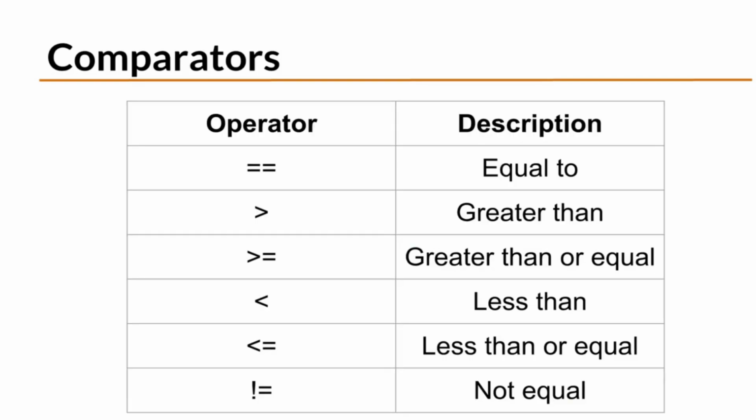The following 6 operators compare one numeric value with another and result in a Boolean. The double equal signs is the equal to comparator. The greater than sign tests for greater than. The greater than symbol followed by equals means greater than or equal to. The less than sign, of course, means less than, and the less than sign followed by equals means less than or equal. And finally, an exclamation mark followed by an equal sign is the not equal comparator.